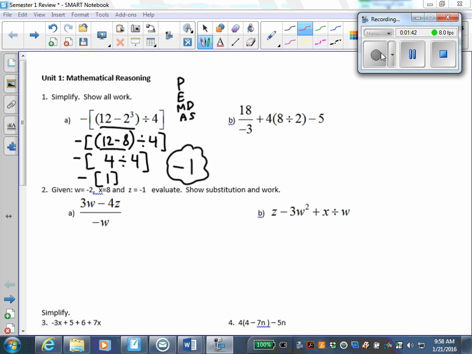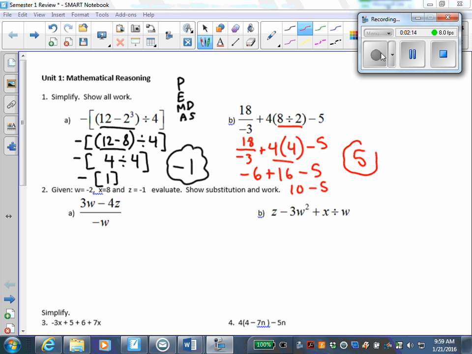The next one, I can do my parentheses first. So it's going to be 18 over negative 3 plus 4. This means times. 8 divided by 2 is 4 minus 5. So now I do multiply and divide from left to right. The parentheses here around the 4 don't really mean parentheses. That just means multiply now. There's nothing to do within there. 18 divided by negative 3 is negative 6 plus, now I can do 4 times 4 is 16 minus 5. Now I just go left to right. Negative 6 plus 16 is 10 minus 5, and that final answer is 5.